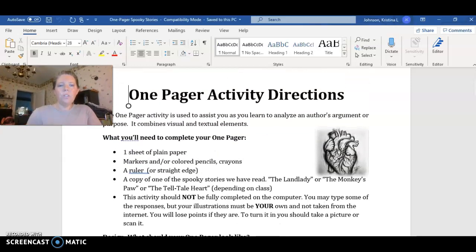Okay, this is directions for your assessment. It is not a test. It is called a one-pager activity. It is going to be using one of the stories that we've read in class.